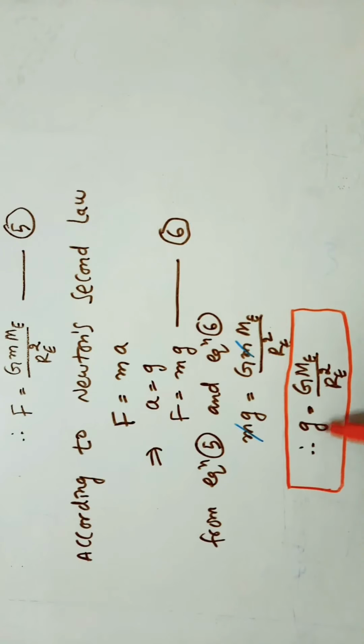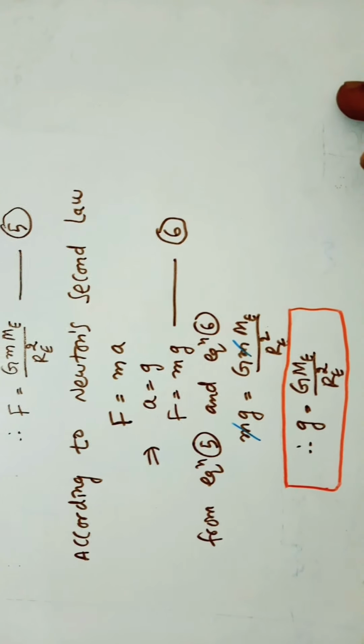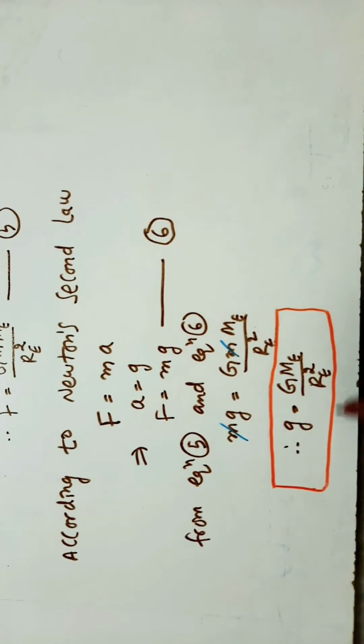So here g is equal to G Me by Re square. This is known as the acceleration due to gravity of the earth. So how much value does it have? That is nearly 9.8 meter per second square.